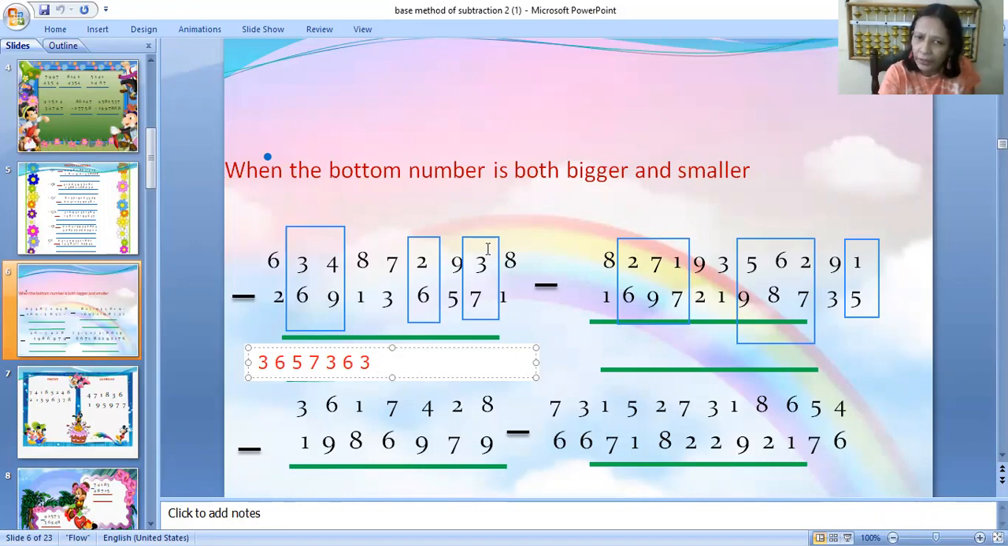Now you need the borrowing here. So what is the complement of 7? 3 is the complement of 7. 3 plus this 3 is 6. Will you write 6 here? Yes. You will write 6 here. Why? Because you check with the next pair. You don't need any borrowing here. So you will write here 6.